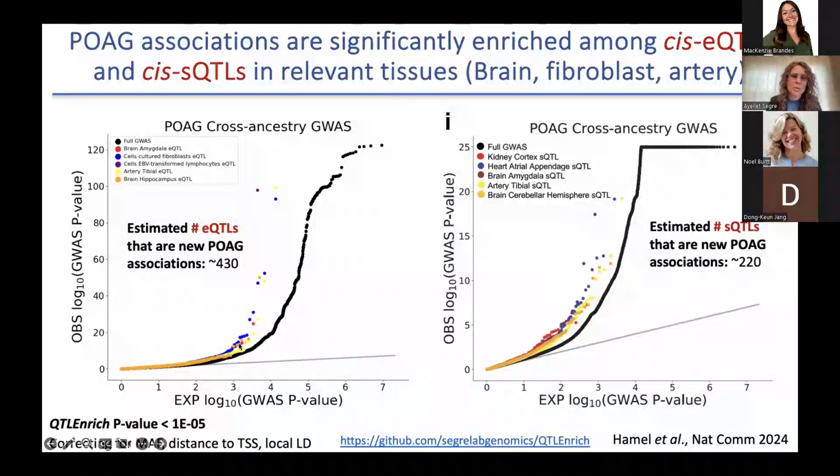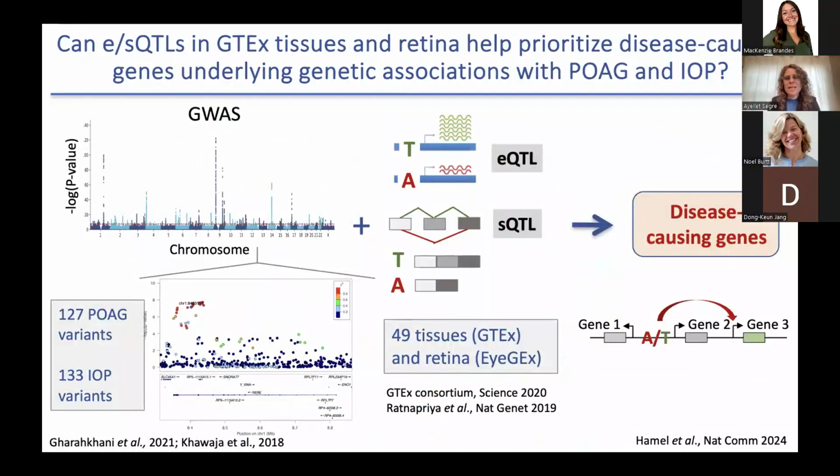Shown here are the tissues that show the most significant enrichment, including fibroblasts, lymphocytes, artery, and brain tissues for eQTLs, or artery and brain, and atrial heart appendage for the sQTLs. And this analysis that corrects for potential confounders, such as distance to TSS and MAF and local LD, suggests that several hundred, over 400 eQTLs may be new associations with glaucoma, and over 200 sQTLs may be new associations with glaucoma.